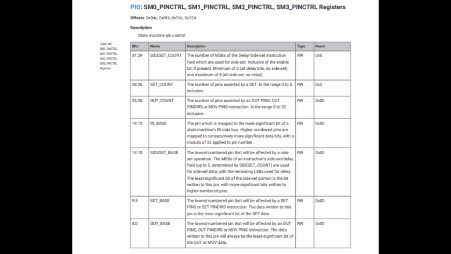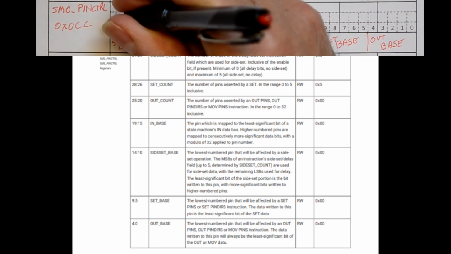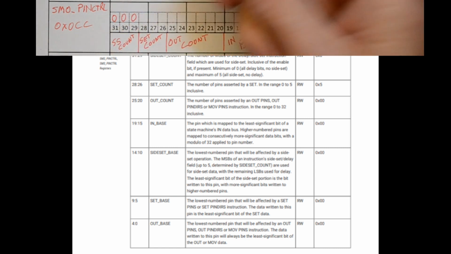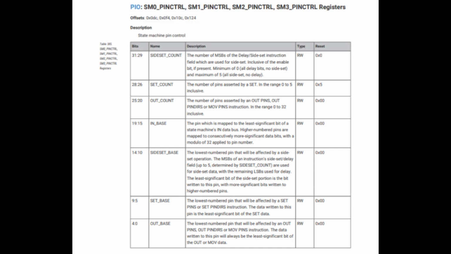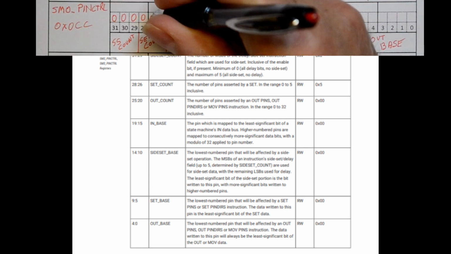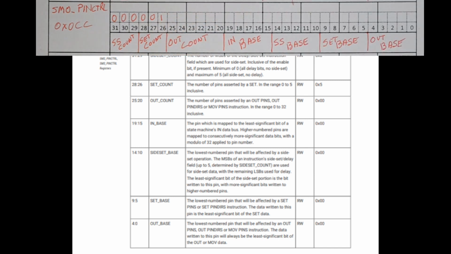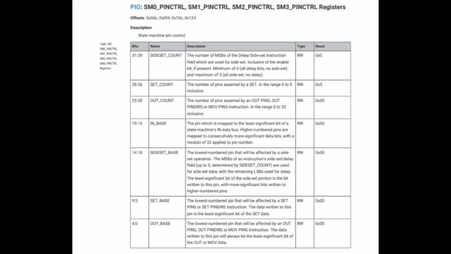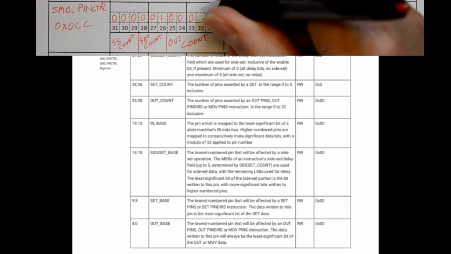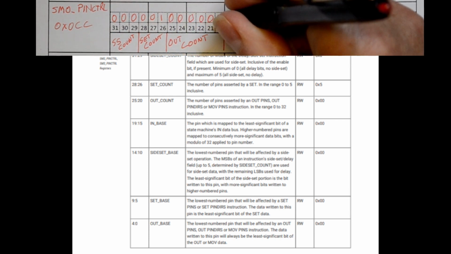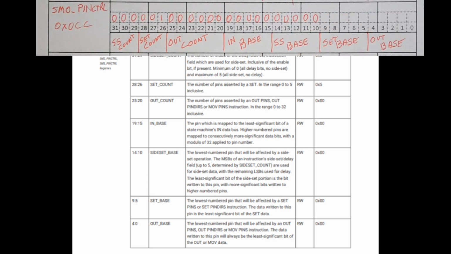Since I want the maximum number of delay cycles and I don't need any side set pins, I'll load 000 into side set count, bits 29 through 31. I want 1 set pin, so I'll enter 1 into set pins count, bits 26 through 28. I don't need any out pins, so I'll set bits 20 through 25 to 0. I'll set the base for the in, out, and side set pins to 0, although they could be any value. Bits 0 through 4 and 10 through 19 will be set to 0.